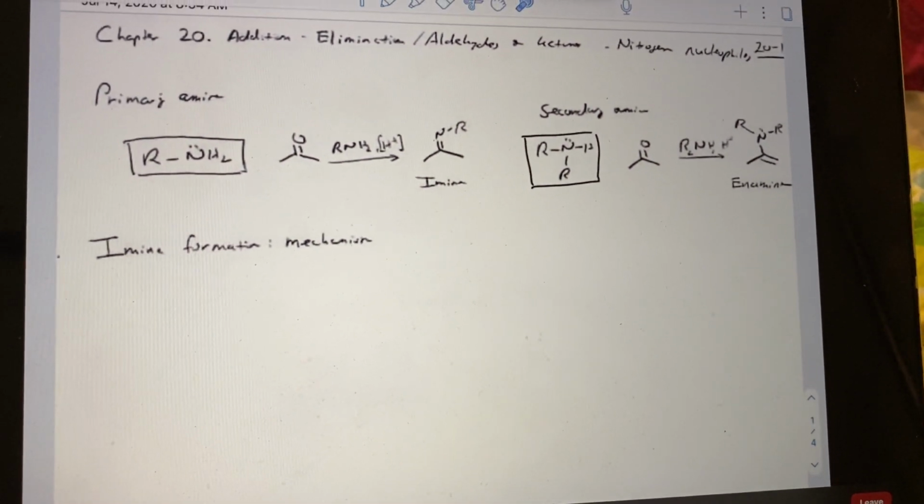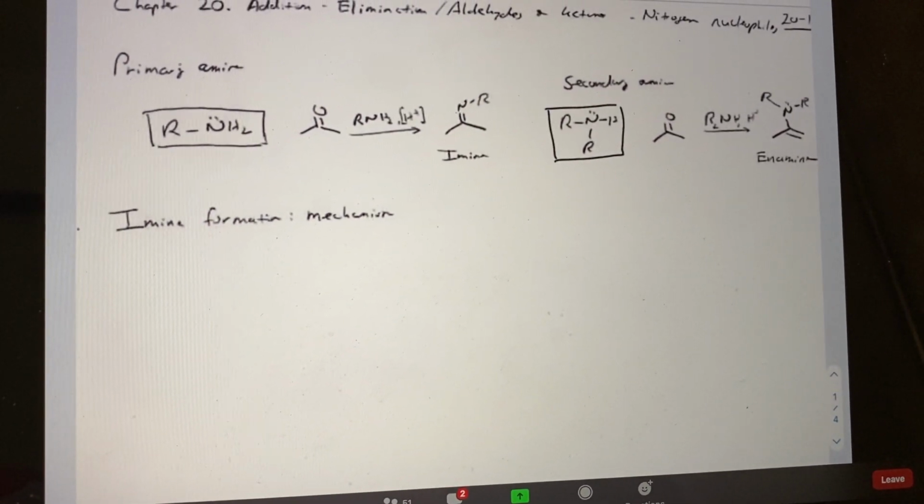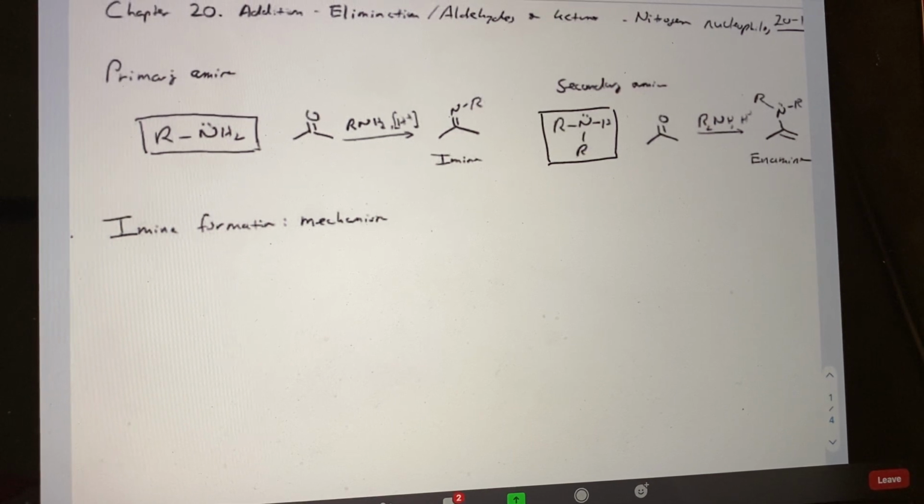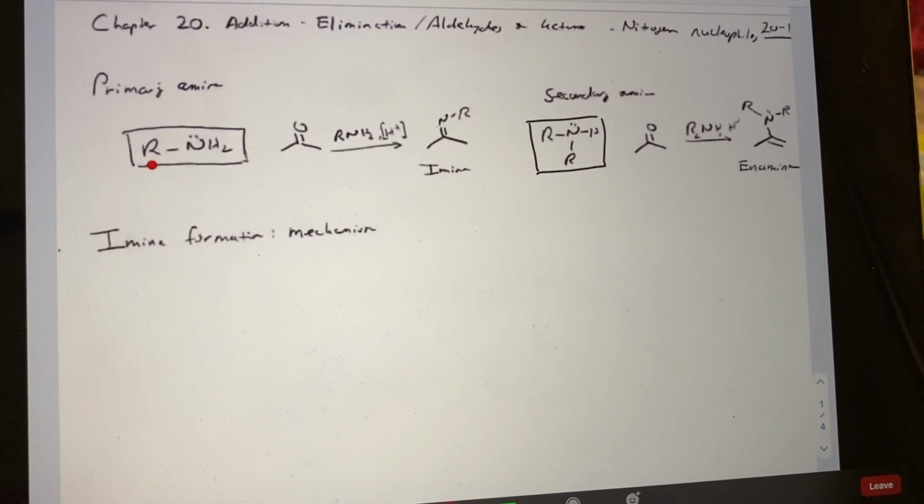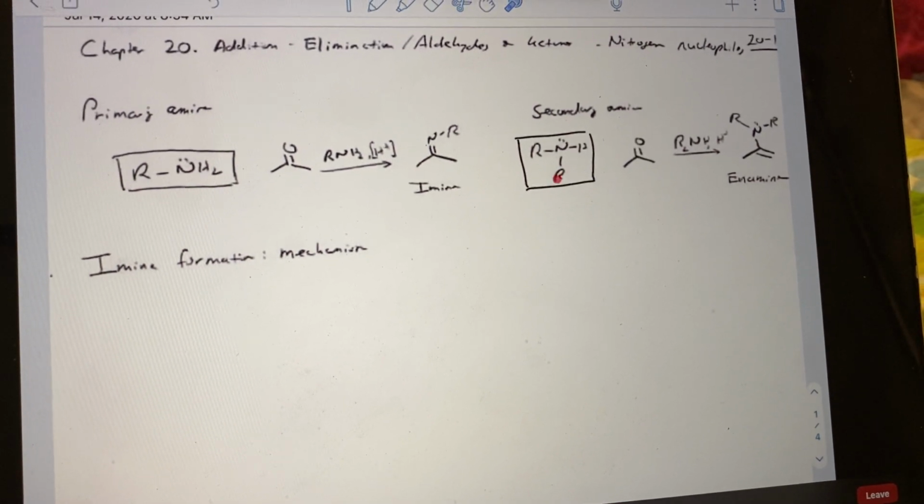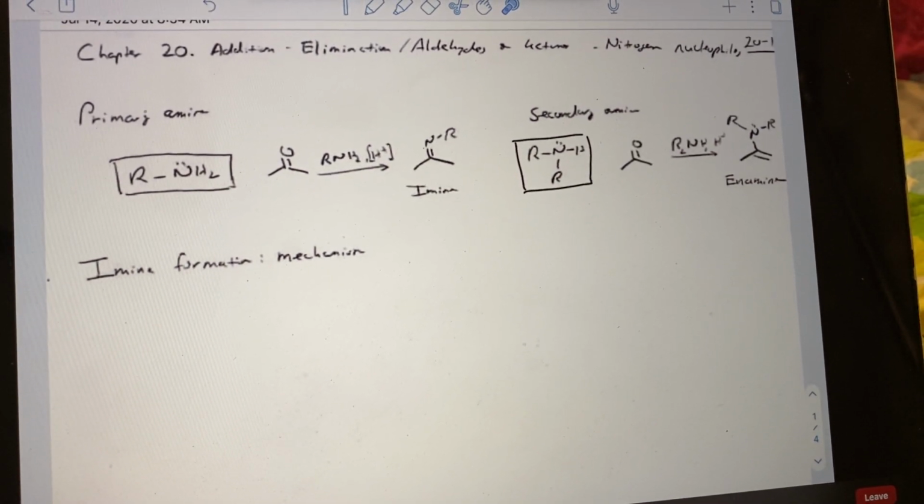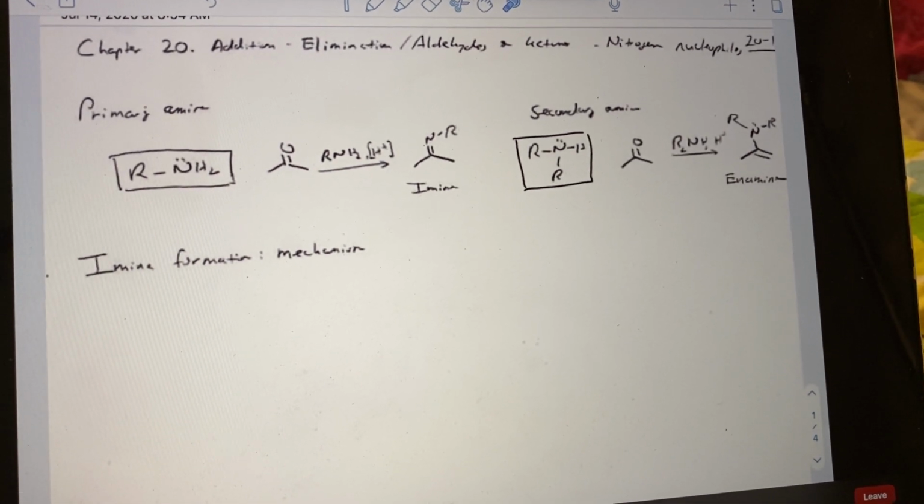So we want to figure out what sort of a mechanism we can use to not only describe the formation of one of these species, but why we get this difference with the primary amine, one alkyl group, two hydrogens, versus a secondary amine, two alkyl groups, one hydrogen. So hopefully everyone's curious now about this mystery that we have.